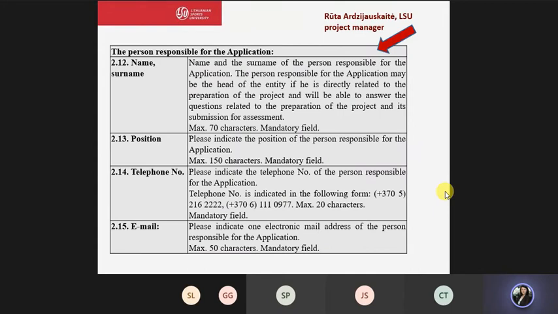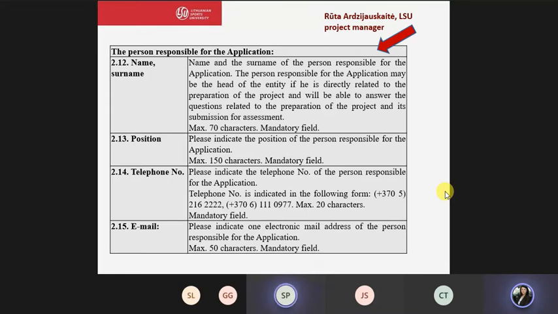This is the person responsible for the application. All the applications come through the students, because the students are writing the application, but then this application needs to be uploaded by the organization in the databases. This work is done by project managers in our organization. So that's why you have to write the name and surname of the person: Ruta Ardzijauskaitė.